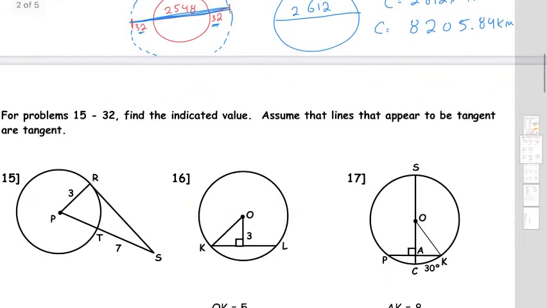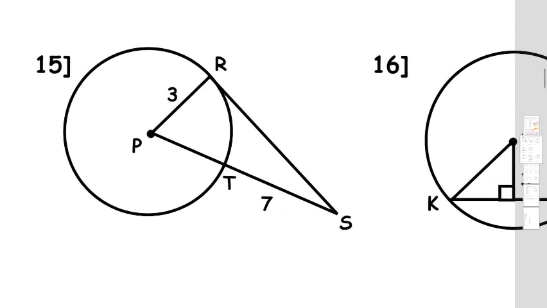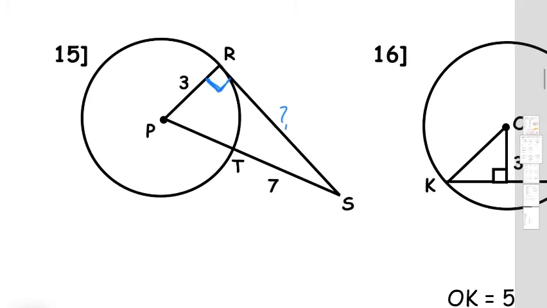All right, moving on. So looking at question number 15. Starting with number 15, the first thing we gotta do is recognize that here we have a tangent, which means 90 degrees. And they're asking for RS, so they're asking for this distance here. Now notice that from P to R represents the radius. That means that from P to T is also the radius, which is 3.